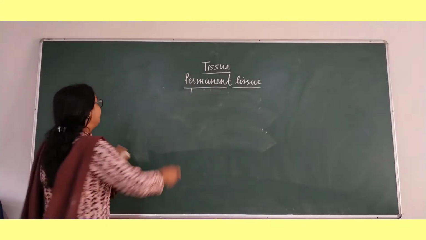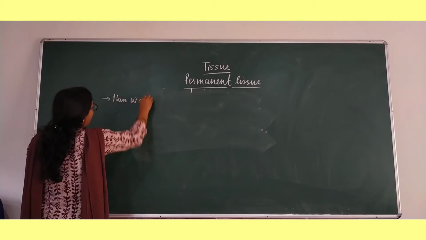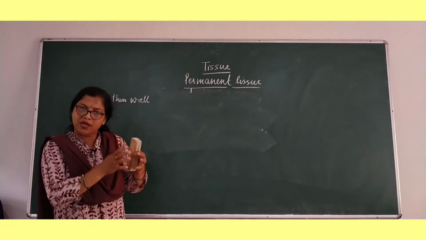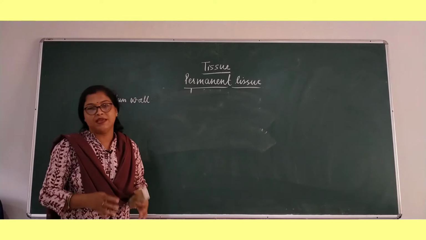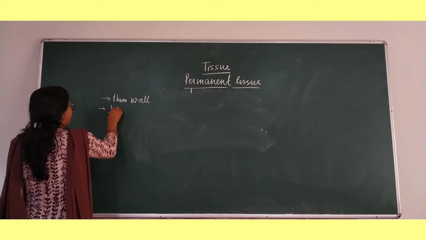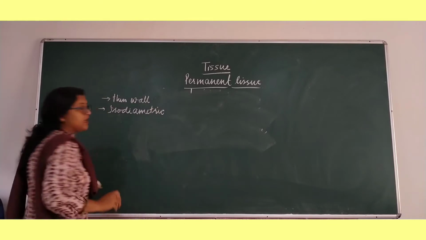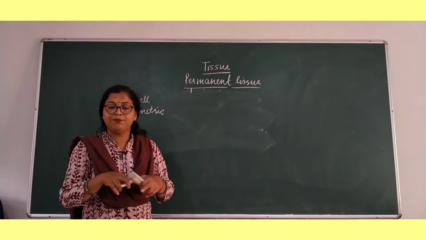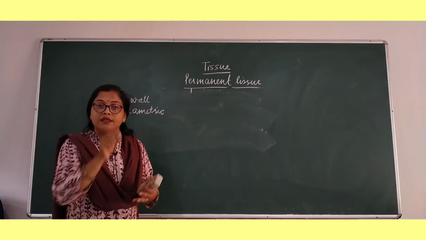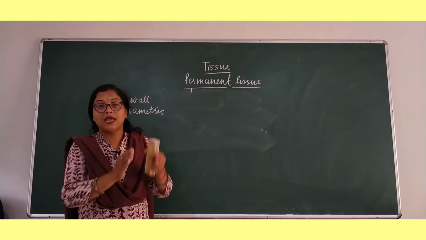Parenchyma cells are thin walled. Their cells are thin walled. Why? Because only primary and secondary layers are found in them. They are isodiametric. What do we mean by isodiametric? Isodiametric means all the parts are equal. If they are hexagonal, then all the 6 arms are of the same size. This is called isodiametric.